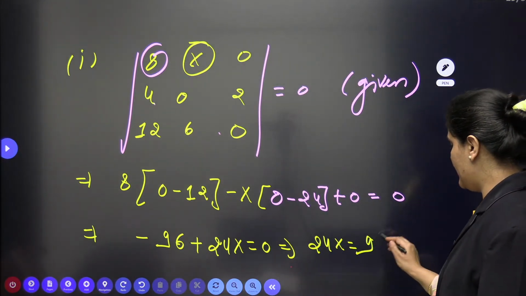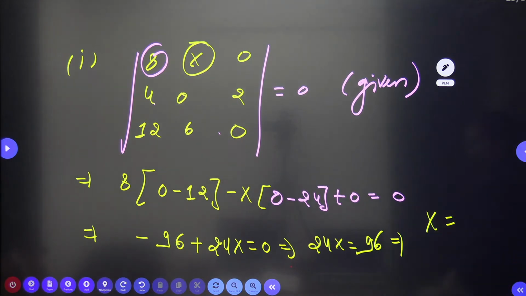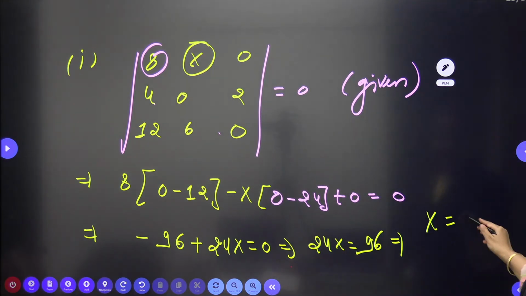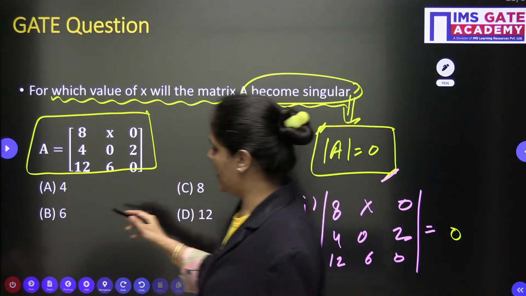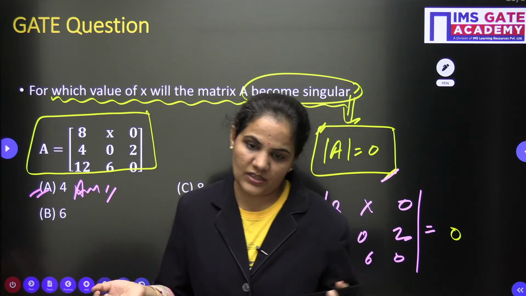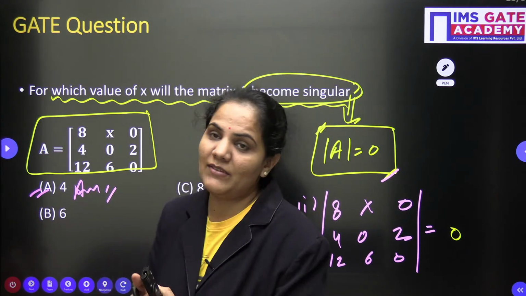So will you tell me what is the value of x here? What is the value of x here? So ma'am, here we can see very easily 24 times 4 is 96, so x is equal to 4. So I can tick option A, that my result is option A, x is equal to 4, and I can approach it. Isn't it? Tell me, can we approach like this?